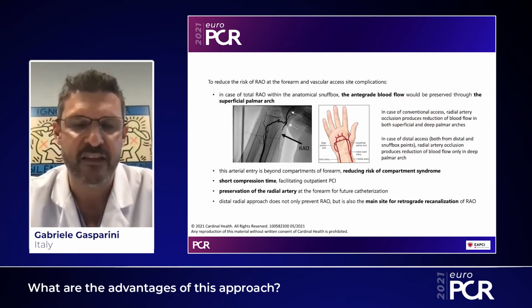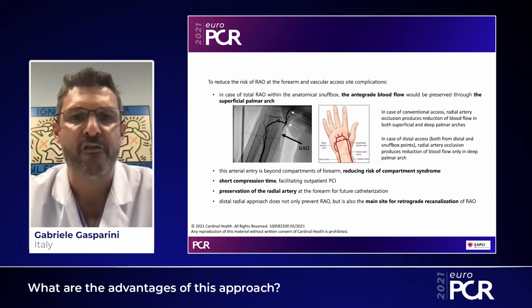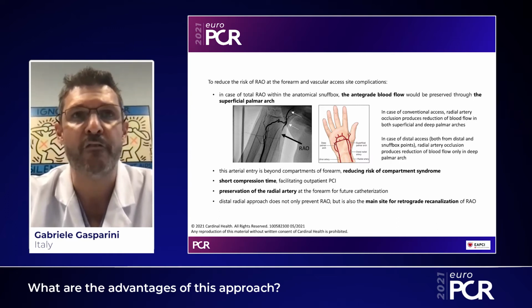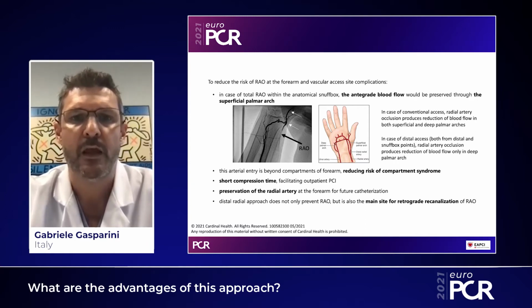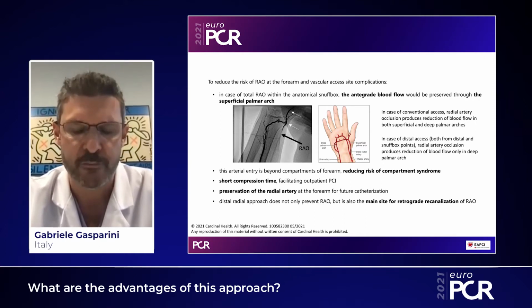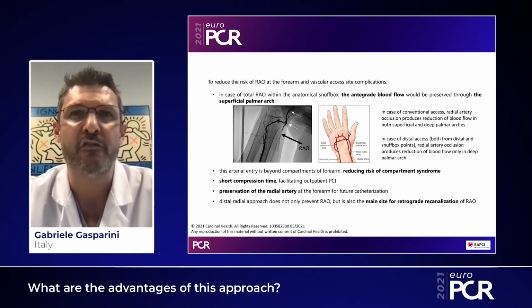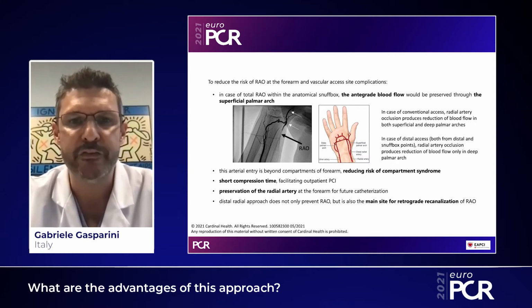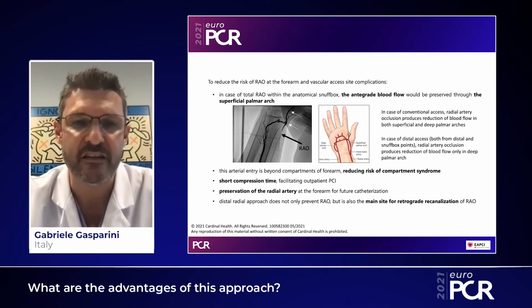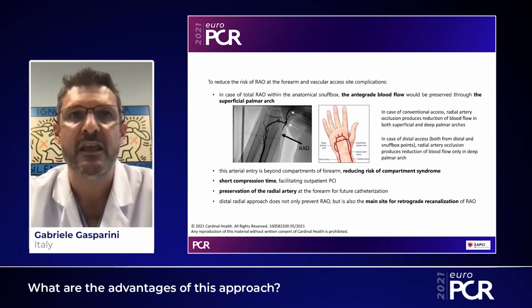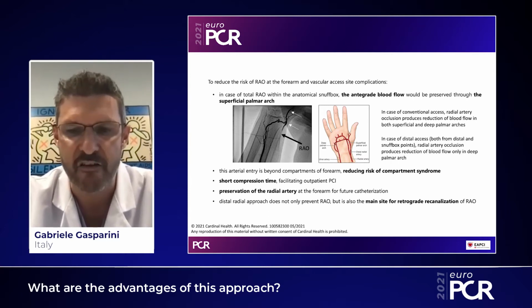Basically, the main advantages of this approach are reduction in terms of risk of RAO, preservation of the antegrade blood flow through superficial palmar arch, reduction in terms of risk of compartment syndrome because the arterial entry is behind the compartment of the forearm, preservation of radial artery for future catheterization, and last but not least, it could be used as a main site for retrograde recanalization of RAO.